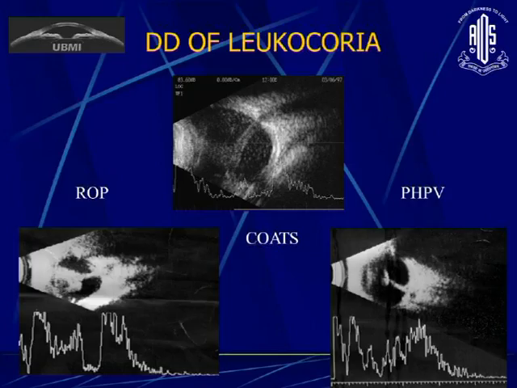Again, the differential diagnosis of leukocoria, apart from the PHPV that we saw earlier, this is classical PHPV. That is the ROP, Coats disease, sorry, and that's the ROP. Again, in ROP, you don't see echogenicity in the subretinal space. In Coats disease, you see a lot of echogenicity in the subretinal space because of cholesterol deposits.